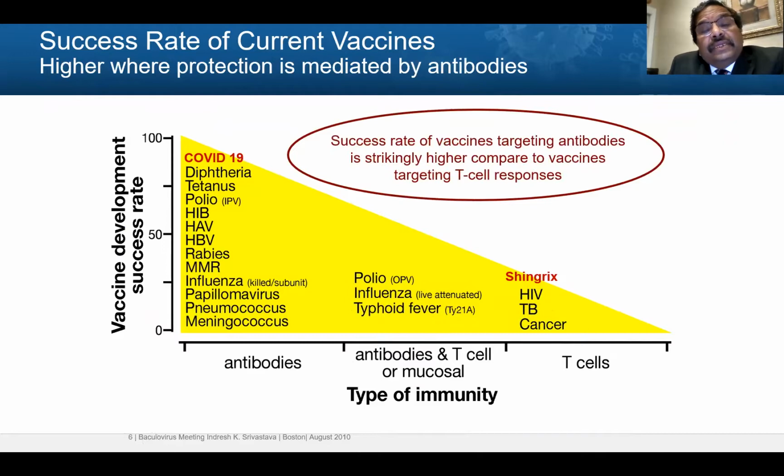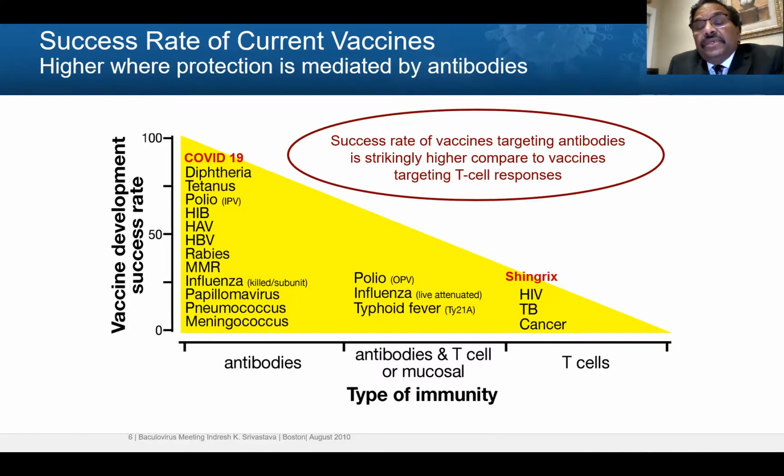This slide shows that understanding the correlate of protection is very, very important for successful development of the vaccine. When we understood that antibody is a correlate of protection, we developed very quickly a number of vaccines. It has been a little bit challenging to develop the vaccines where the correlate of protection is cell-mediated or T cells.